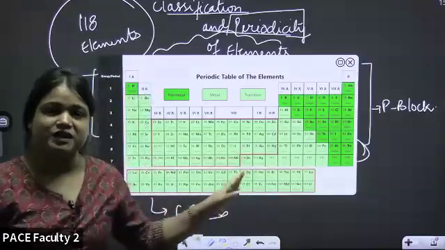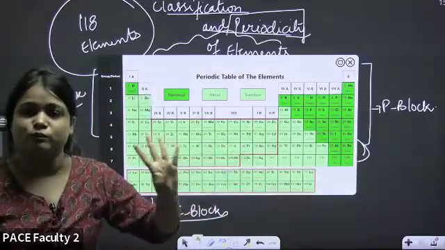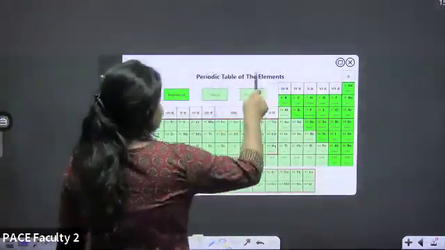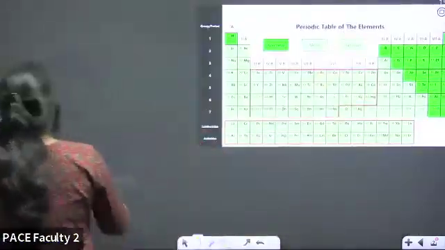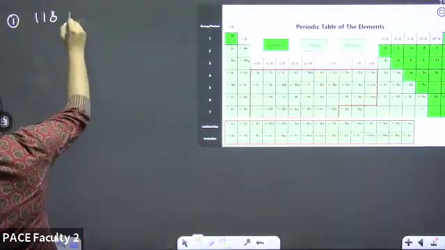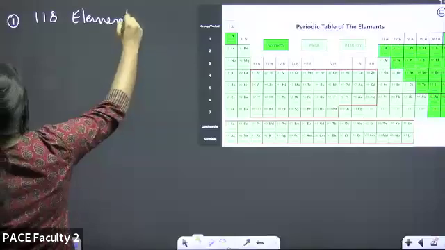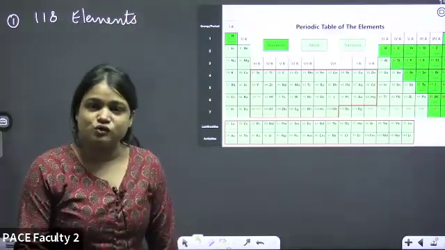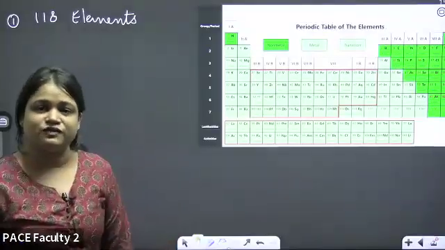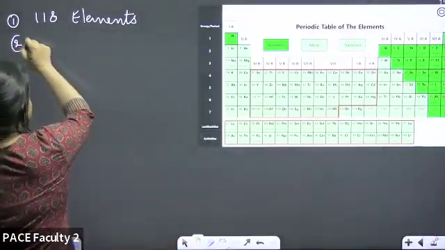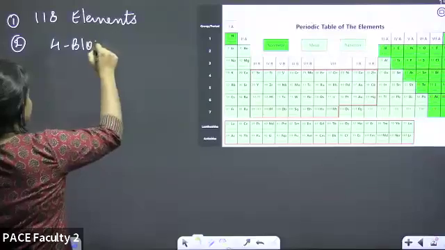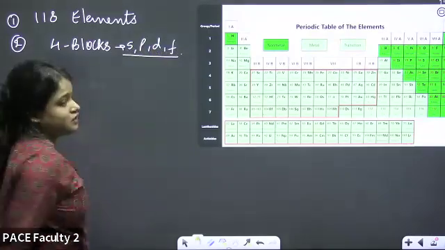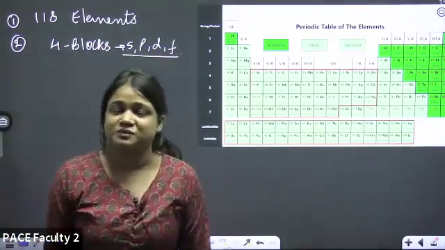That means the periodic table is actually divided into 4 blocks. We have the S block, the P block, the D block, as well as the F block. First, there are 118 elements, and it was important to classify these 118 elements in a certain format. And the chosen format is this modern periodic table right in front of you, which divides these elements into 4 very important blocks, which are S block, P block, D block, and F block. Right? We have 4 blocks in which the elements are divided.